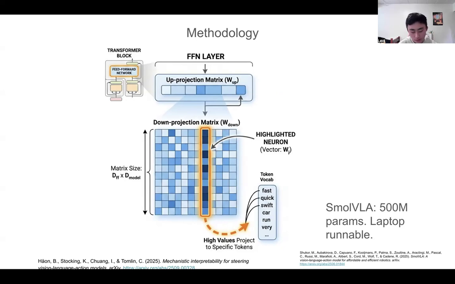We build upon prior research through a novel contribution of applying this method to a smaller, easier to run open source model called Small VLA.